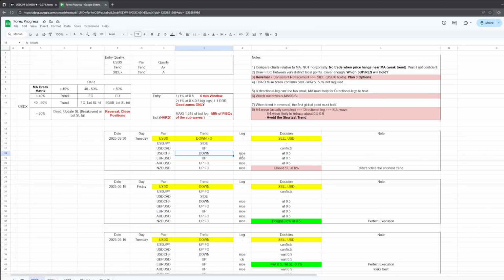USD Schweizer franc market trend is down, currently doing fake out, and currently the market has retraced about 50% of the last down leg in the 4-hour time frame, which is a really nice zone. So I would sell right now at 50% retracement.